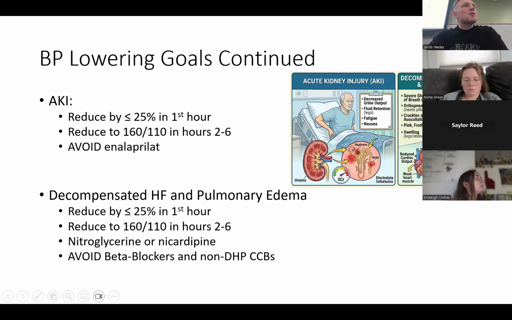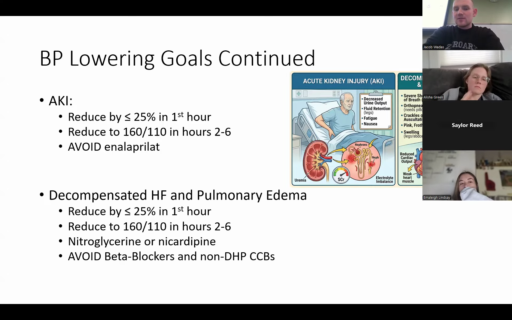Alrighty. BP lowering goals. For our BP lowering goals, this is going to differ depending on the condition. A lot of them are very similar. The way that I would know this is by going through the different disease states and grouping them in a way that you can remember. The goal is going to be very similar for a lot of these. What's going to differ is the medications that are recommended for them.